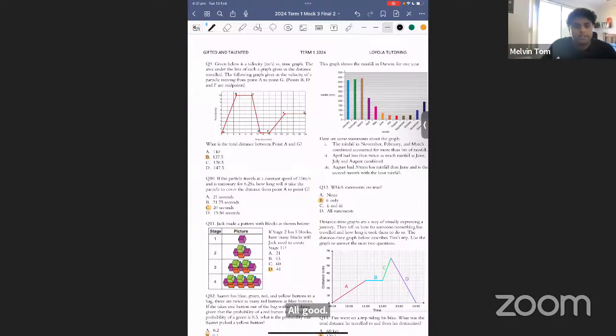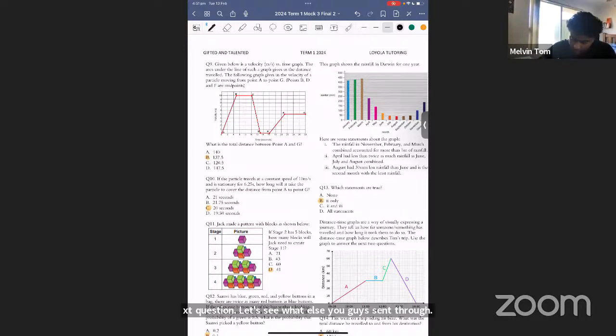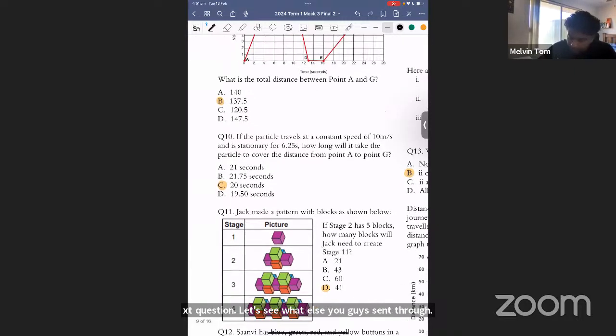All right. Next question. Let's see what else you guys sent through. Next is question number 10. If the particle travels at a constant speed of 10 meters per second and is stationary for 6.25 seconds, how long will it take for the particle to cover the distance between point A all the way to the end, which is point G?